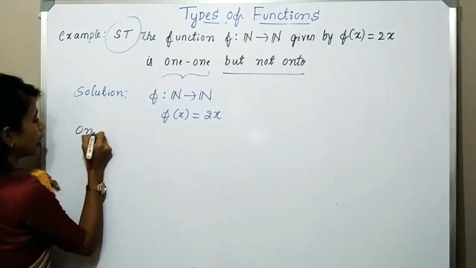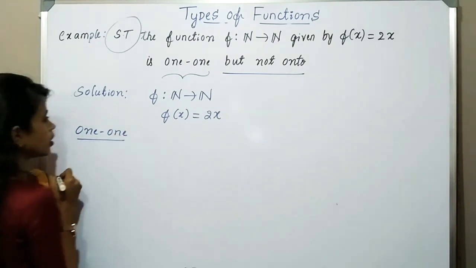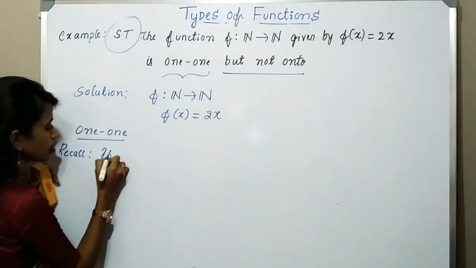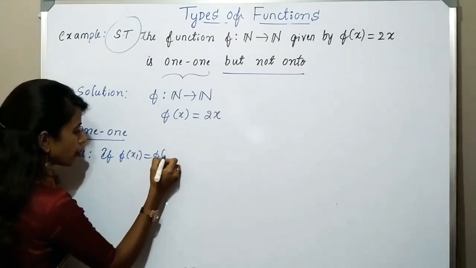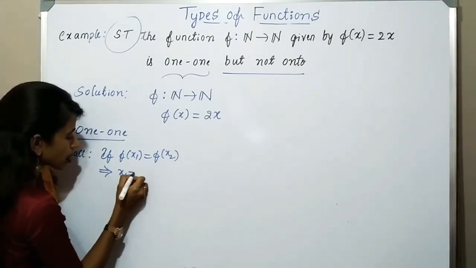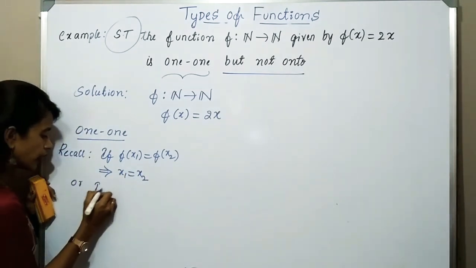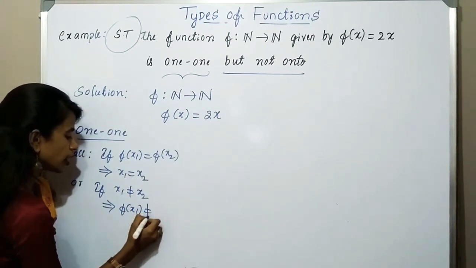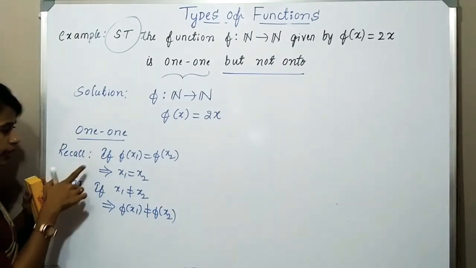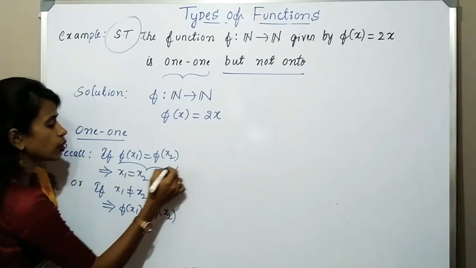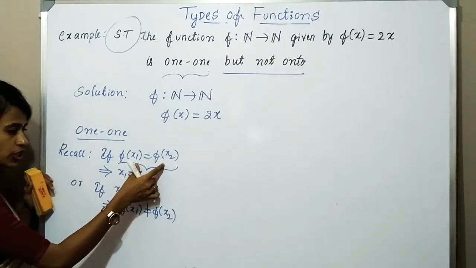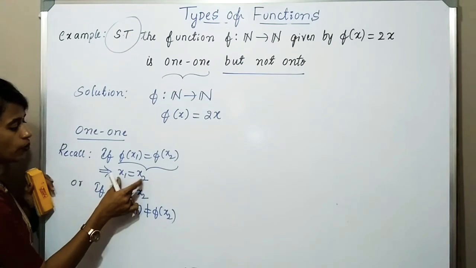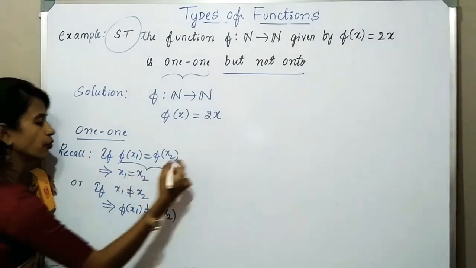Here, first 1-1. So to be 1-1, what is the definition? Recall. The definition is: if f of x1 is equal to f of x2, it implies x1 must be equal to x2. Or if x1 is not equal to x2, we must obtain f of x1 not equal to f of x2. So let's apply the first definition, that is, if f of x1 is equal to f of x2, this is the hypothesis, that is the information. This is the information part. We must use this part. We must show x1 is equal to x2. Is it clear?